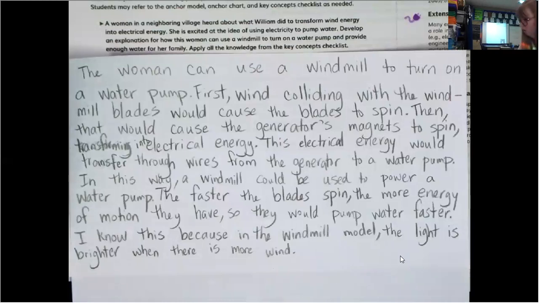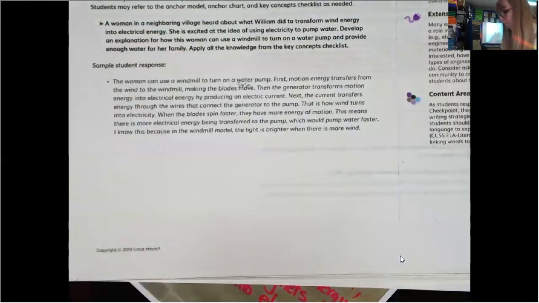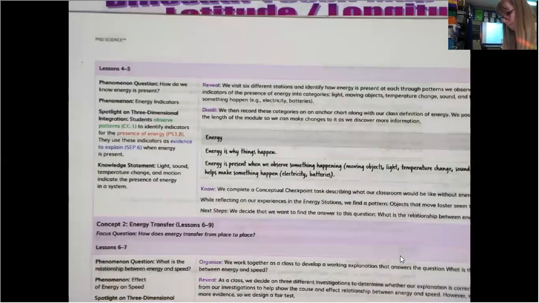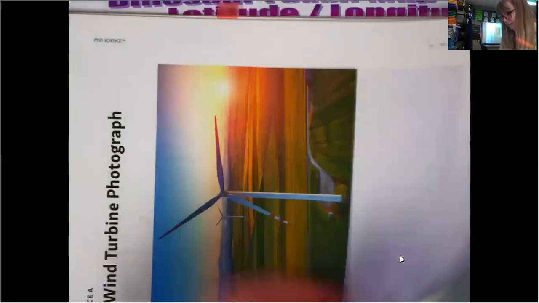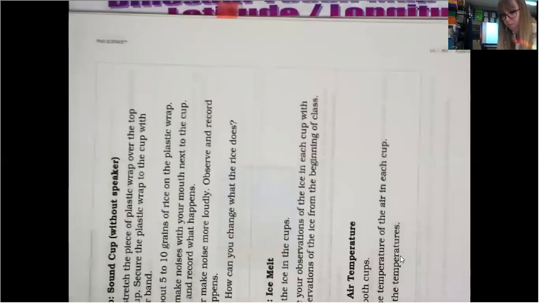Okay, so let's go to the conceptual checkpoint, which is in the very back. It's not the easiest to find, unfortunately. It went too far.